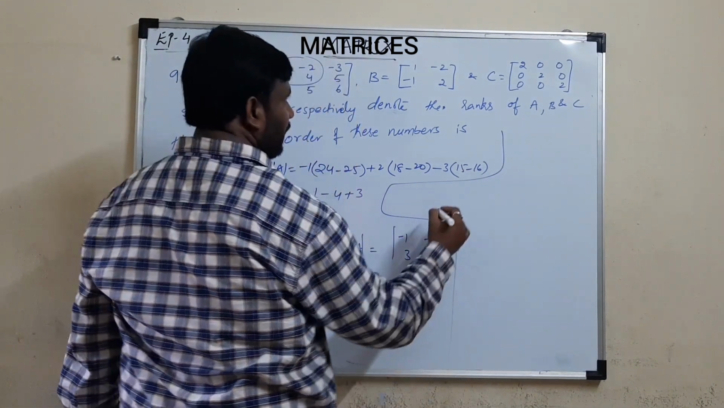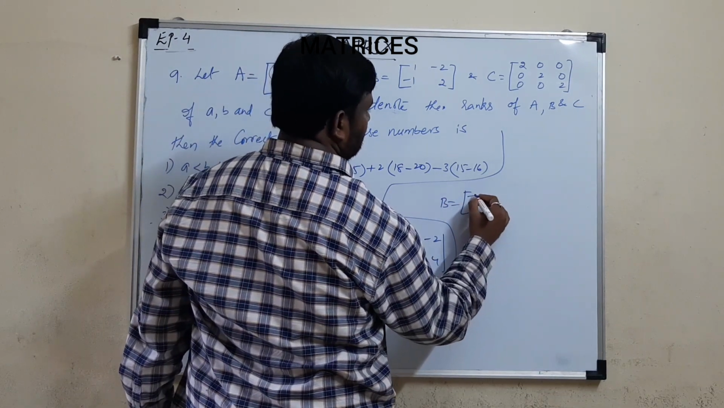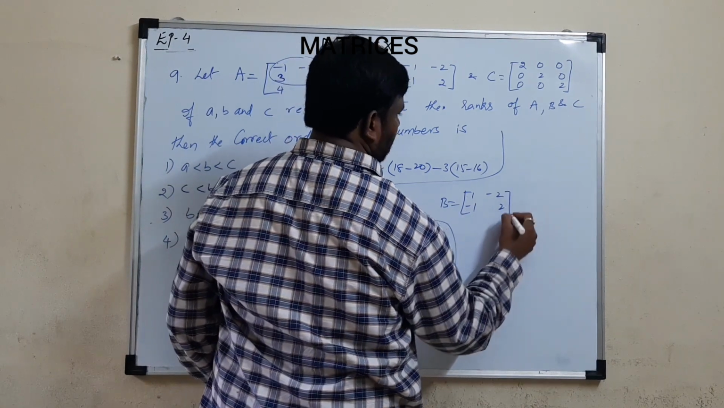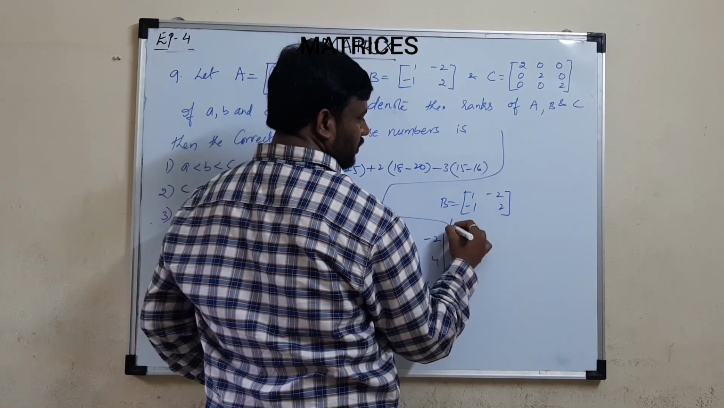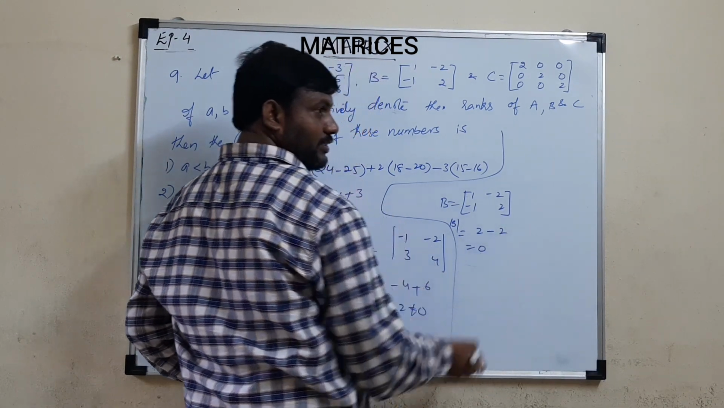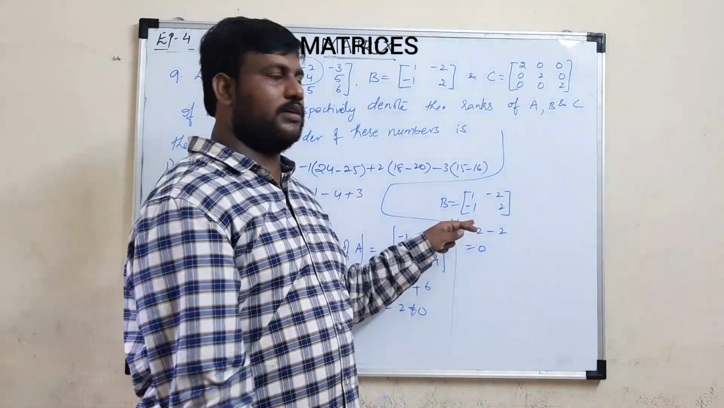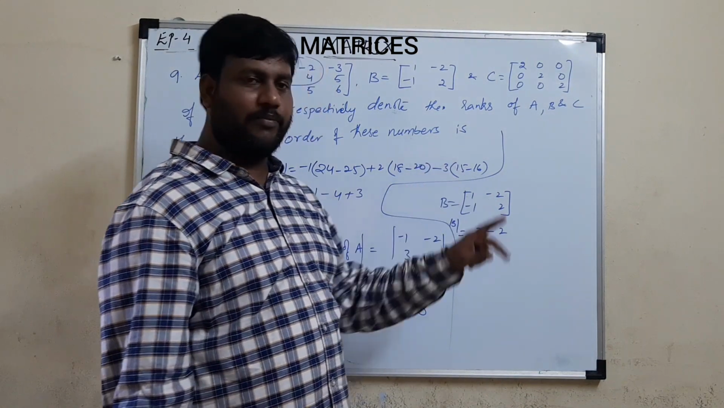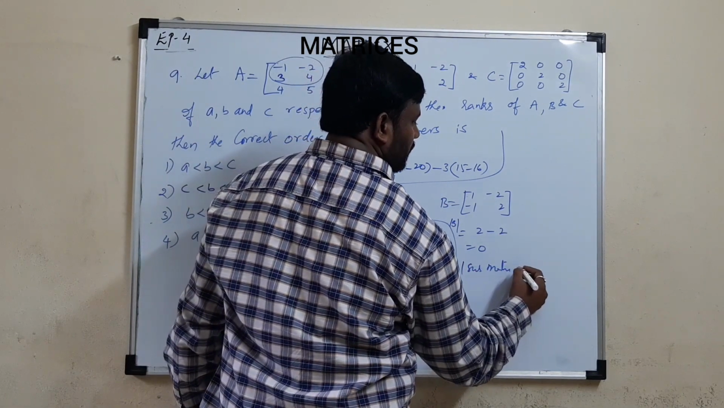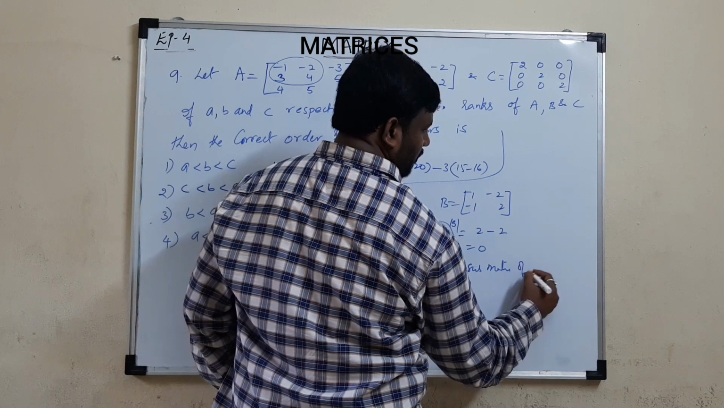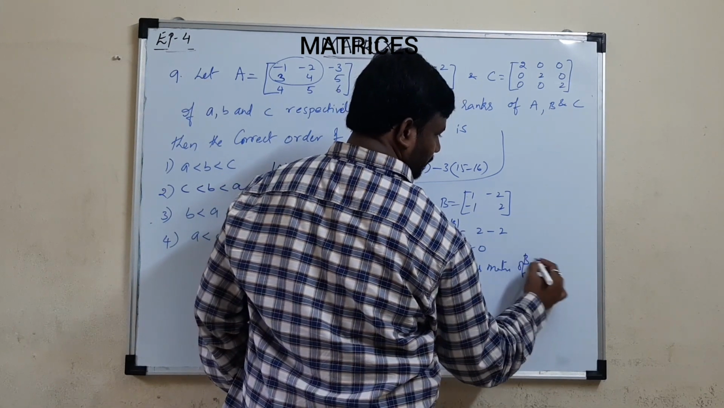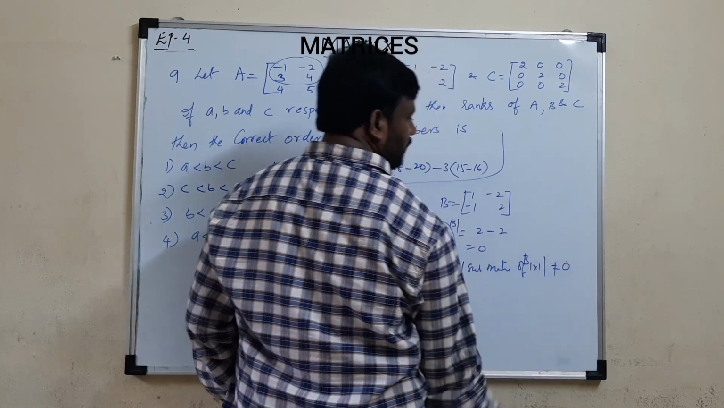Similarly, now find for B. They gave B as 2 by 2 only, so finding the determinant is very simple. Because it is a 2 by 2 square matrix, directly you can find the determinant: 2 minus 2 is 0. Again you get 0, so this 2 by 2 matrix is singular. Now take a submatrix of order 1 by 1. That is, rank of B equal to 1, since a 1 by 1 submatrix of B is not equal to 0.